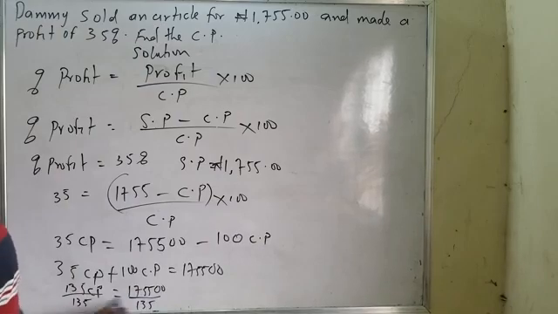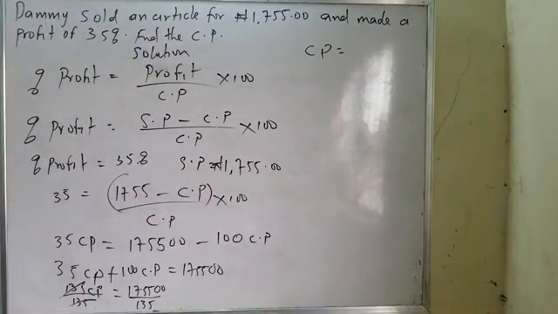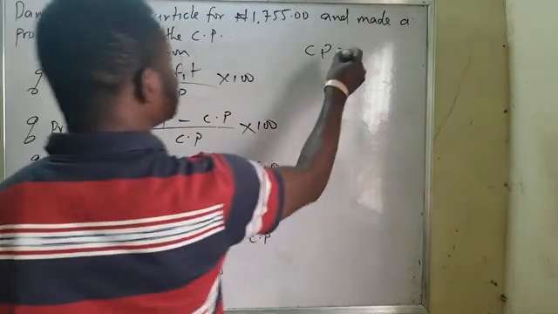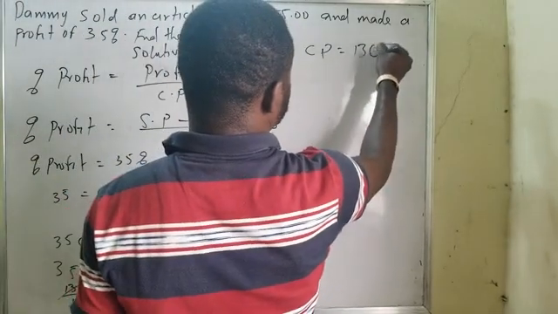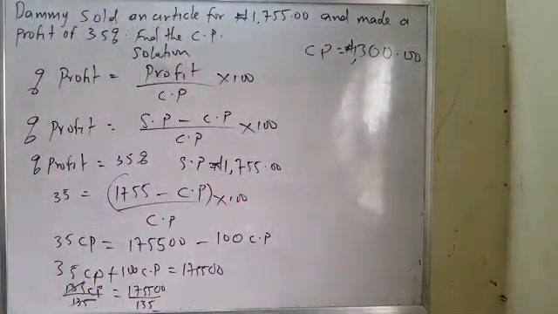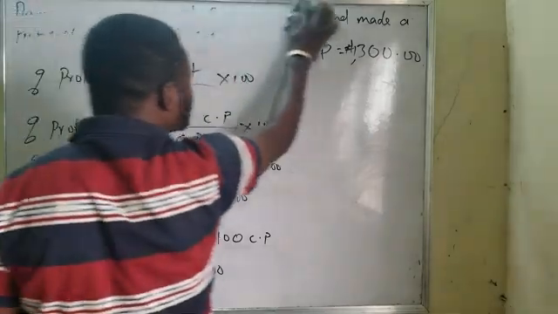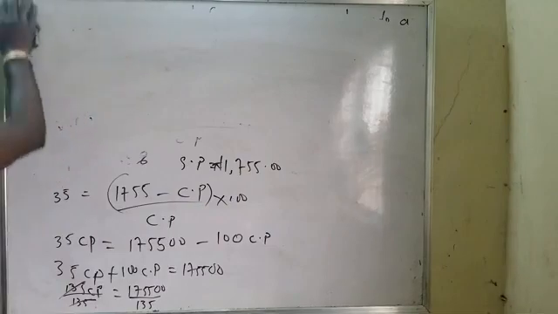It means my cost price equals, if I divide this number by this, I'll be having 1,300 naira. That is my cost price. Can you see? It's very simple to handle. Let me show another as an example that will really help. My answer becomes 1,300.